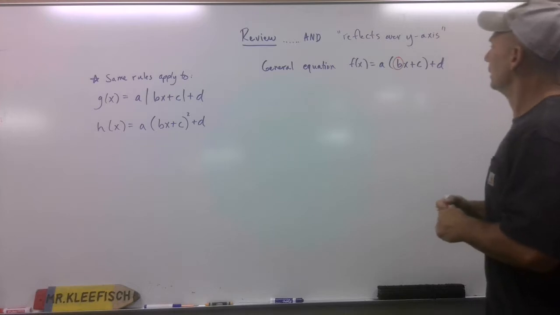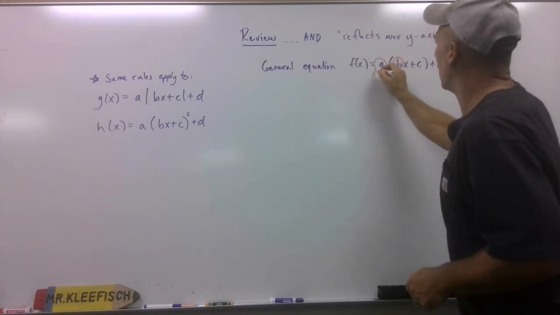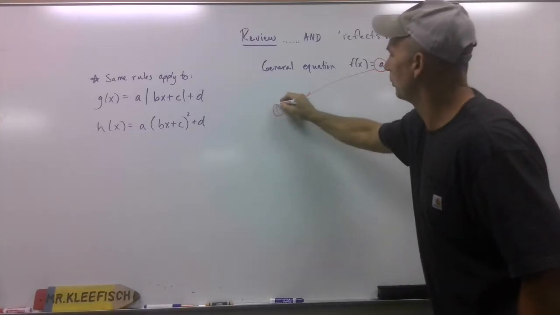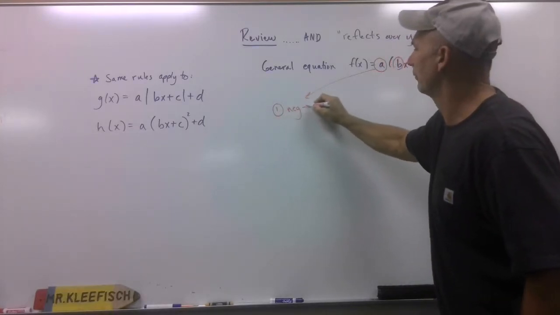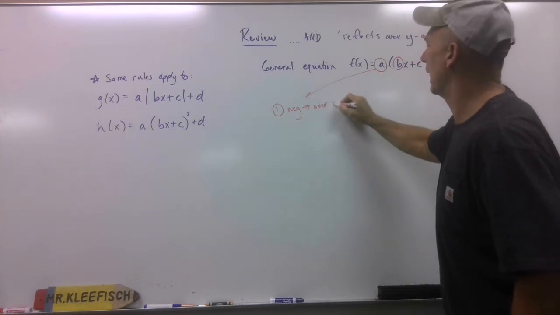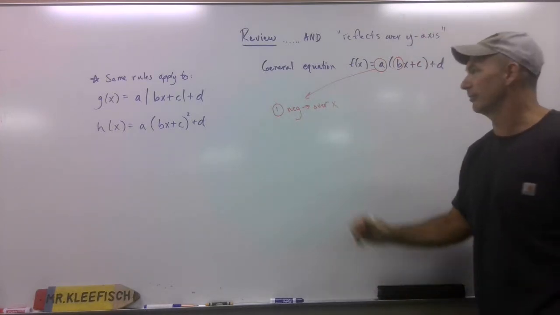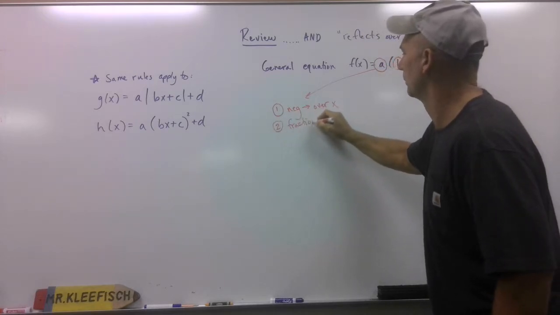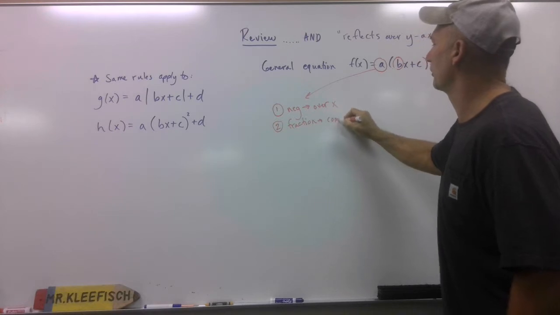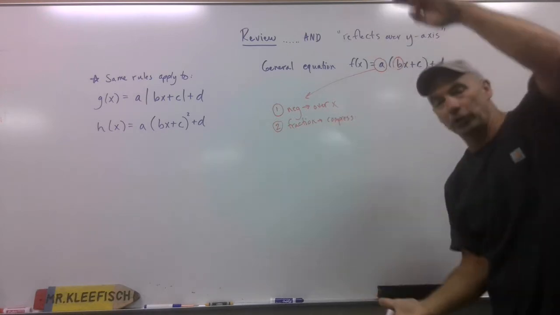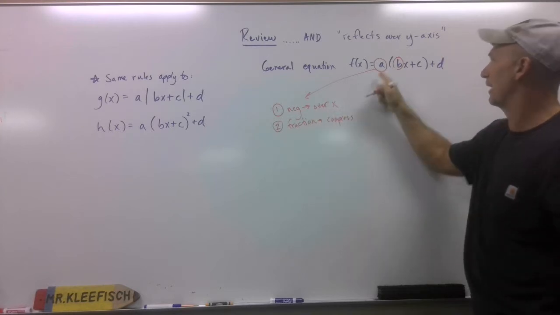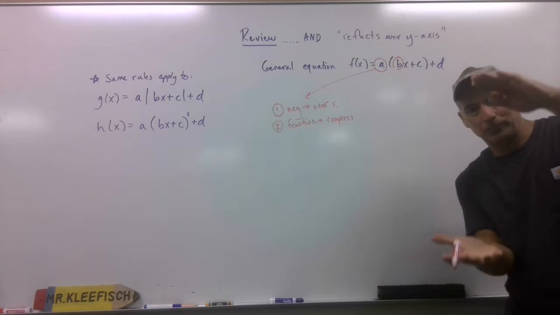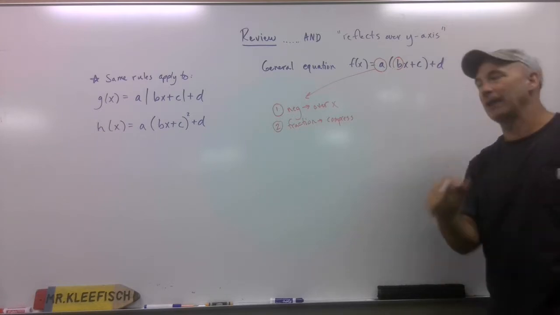So here we go. Let's review the letter A. Now, what do we know about the letter A? Well, it's in the front, but here's the rule. Number one, if that thing's negative, it's going to reflect over the x-axis. Now, I didn't write reflect just to save time. Number two, if it's a fraction, then it's going to be compressed vertically. So like 1/3 or 1/10, it's going to take the original and compress it. It's not going to go up as fast.